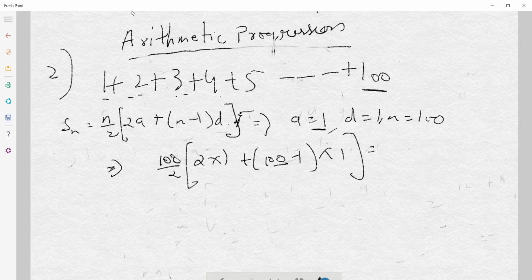Okay, so now this equals to what? So this is 50, right? And now you're going to do 2 plus 99, right? So this equals 50 times 101, whatever the value is, right? So, yeah, this is how you calculate the sum of AP.